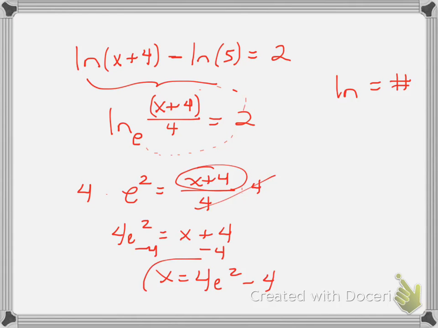And to solve for x, take away 4. So x equals 4e squared minus 4. And you notice here, I'm not even worried about what the decimal is for e squared. I could find that out, but this answer is fine. So that is just a basic overview of solving exponential functions and log functions.